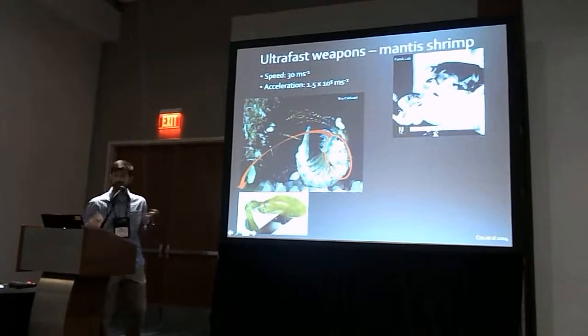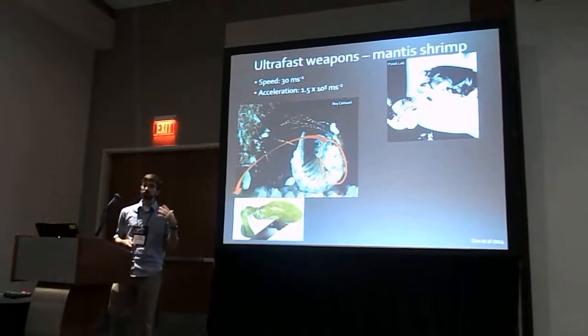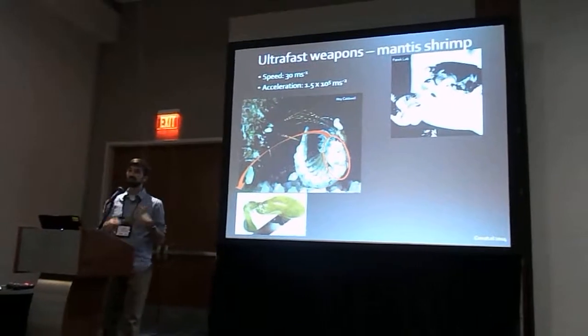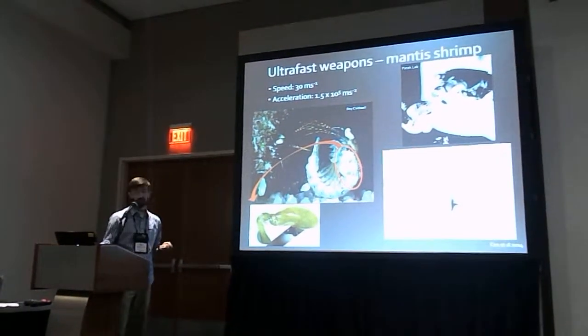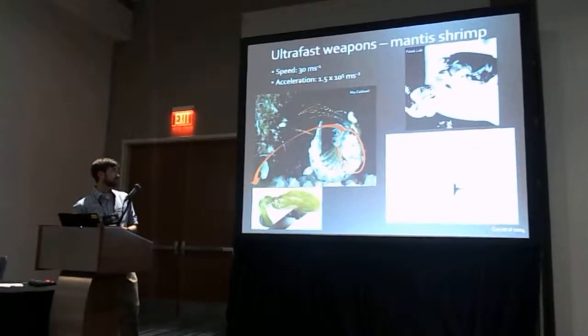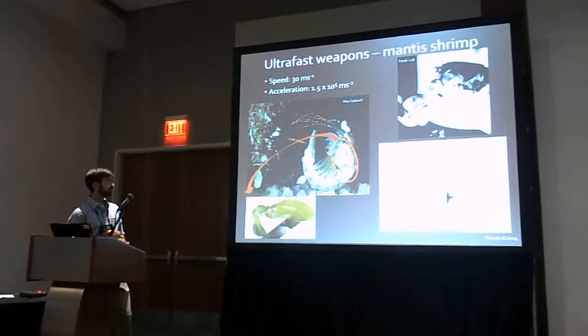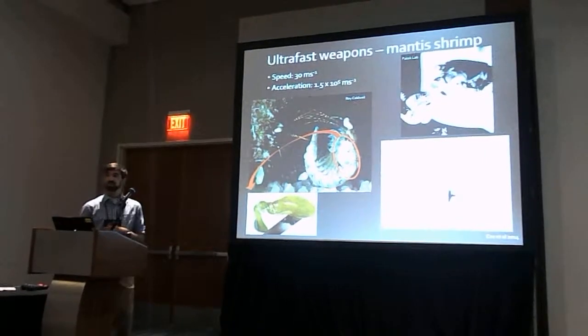There you go. So these things are moving real fast, right? And what they're able to do by having such a high acceleration is exert a very high impact strike force for their body size. So this is what a typical force trace looks like for a mantis shrimp strike. Our force is here on the y-axis, time in milliseconds on the x.